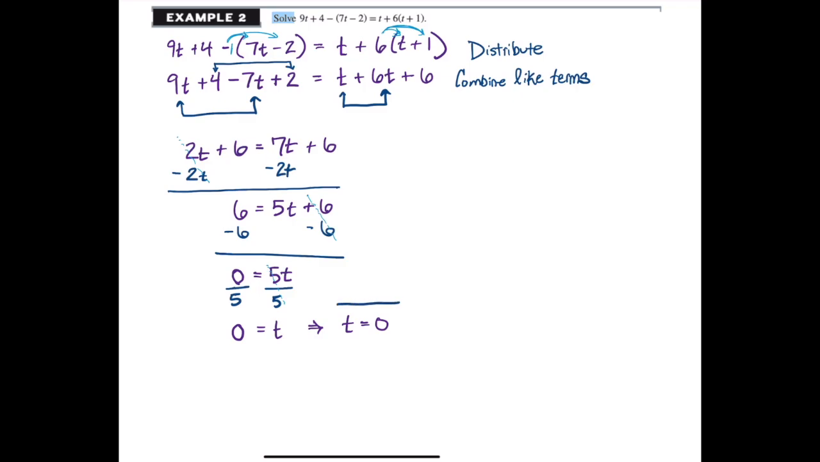So 0 can be a solution. That means if we went back to our original problem and plugged in 0 for every t, we would solve our equation. We would make both sides equal to each other. All right, so that's really just an extension of what we did last time. We're just making it a little bit more complicated.